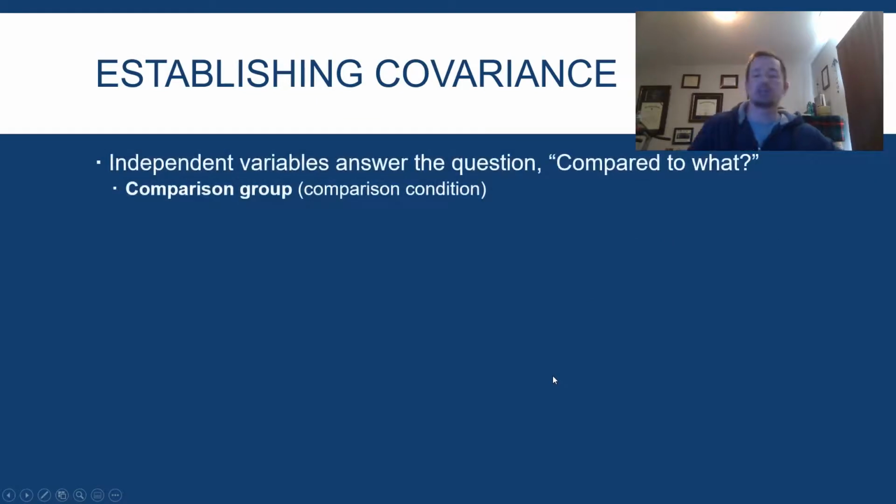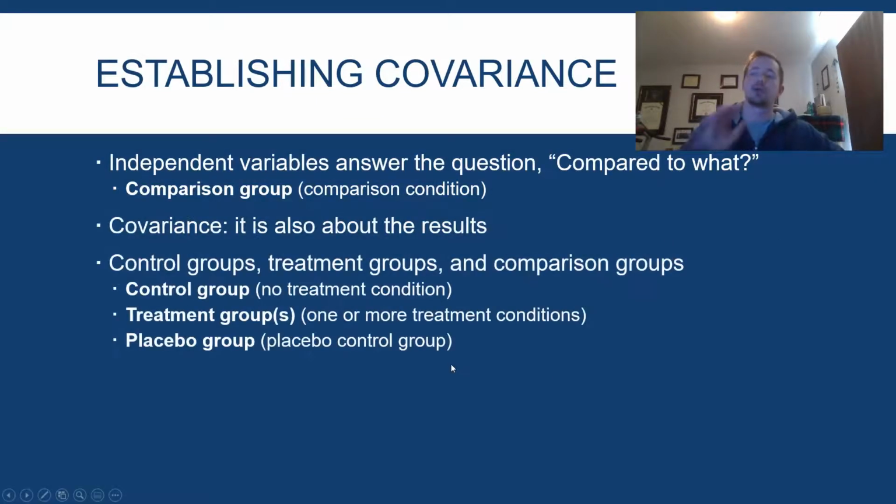So establishing covariance is mostly pretty easy. That's just showing that your results are different, that one group does one thing and the other group does another thing. Essentially, I mean, that's a simplification, but that's essentially what you're doing. And when you do that, you're able to show that your independent variable is correlated with one of these results.